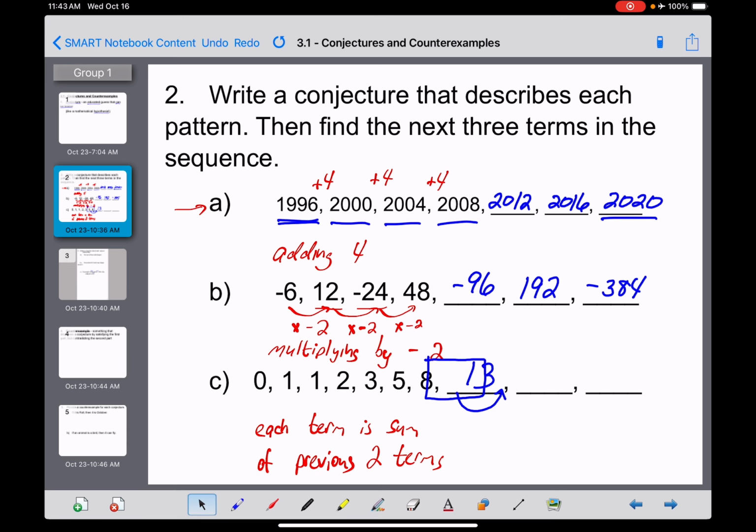Then we're going to have to add, I wish my box was a little bigger, the 8 and the 13 together, and that's going to get us 21. And then we'd add the 13 and the 21 together, and that's going to get us 34 for the, what, 7, 8, 9, 10th term right there.